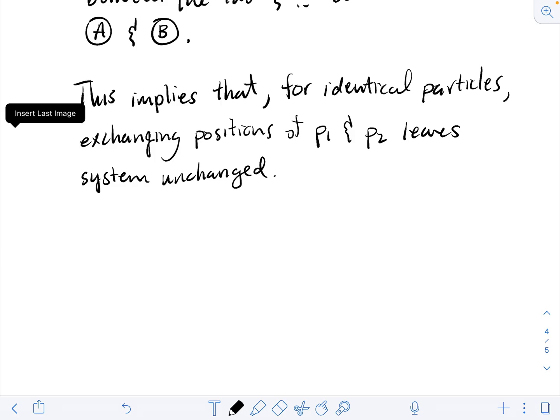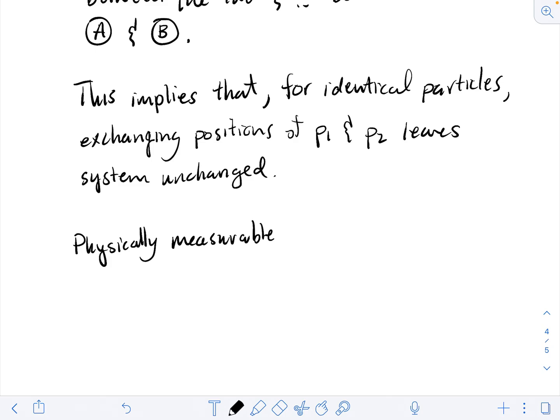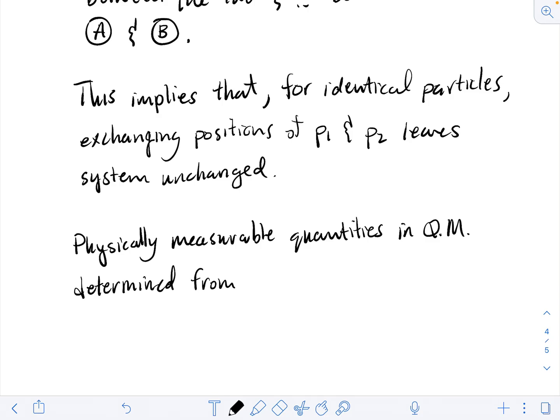The next thing, let's remember some basic facts about quantum mechanics. In quantum mechanics, physically measurable quantities are determined from the absolute square of the wave function.